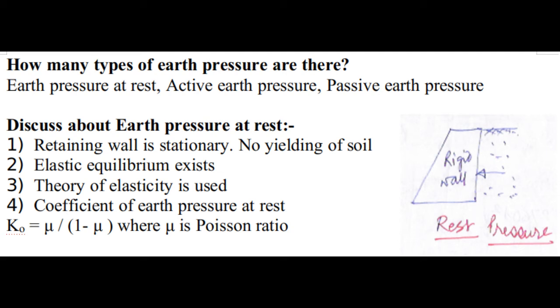Number 4, coefficient of earth pressure at rest. It is very, very important. That is denoted as K subscript O, which is equal to mu divided by 1 minus mu. Here mu is the Poisson's ratio.